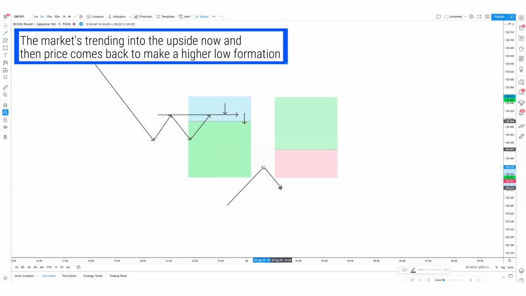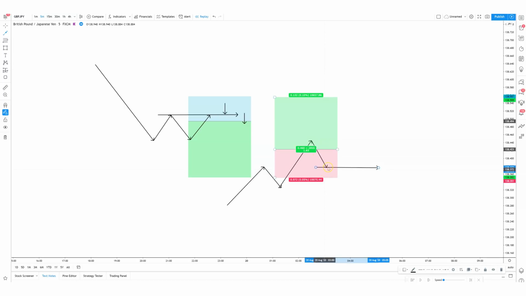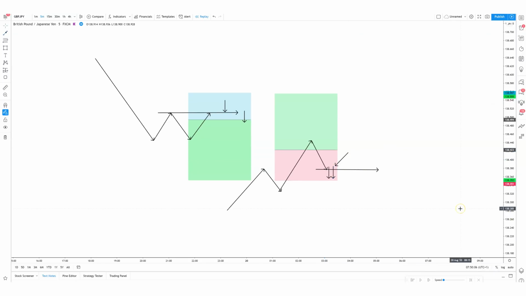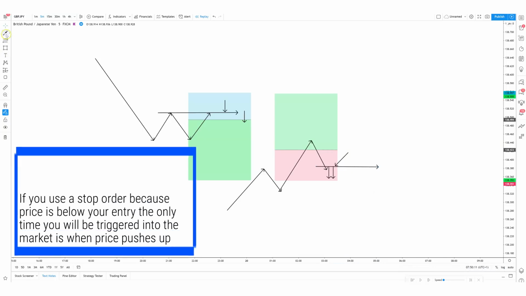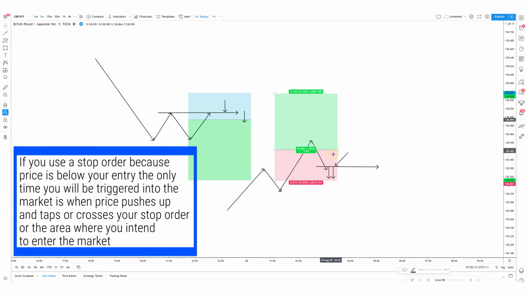Let's say the market's trending to the upside now, and then price comes back to make a higher low formation. You have multiple wick rejections in and around this level, and you plan to enter the trade. Now, if price was sitting here and you tapped instant execution, this is where you will be triggered into the market in this area. But if you use a stop order, because price is below your entry, the only time you'll be triggered into the market is when price pushes up and taps or crosses your stop order, or the area where you intend to enter the market.